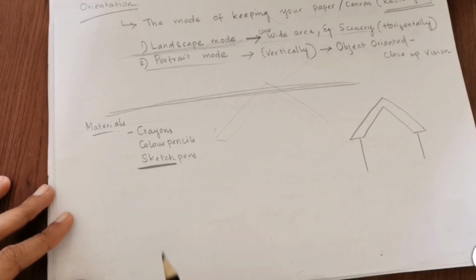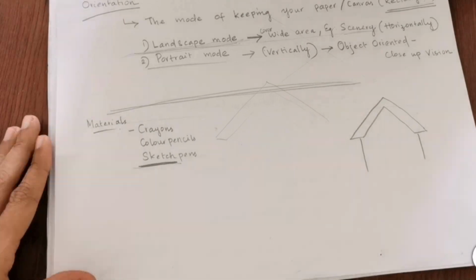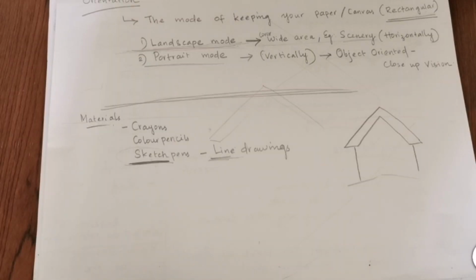So basically we use a sketch pen for outlining and also line drawing. Okay, so I can show you line drawing now. What are line drawings? We learned about lines and the types of lines, and these lines we will draw inside a sketch instead of coloring, and it's called line drawing. So I'll be showing it now.